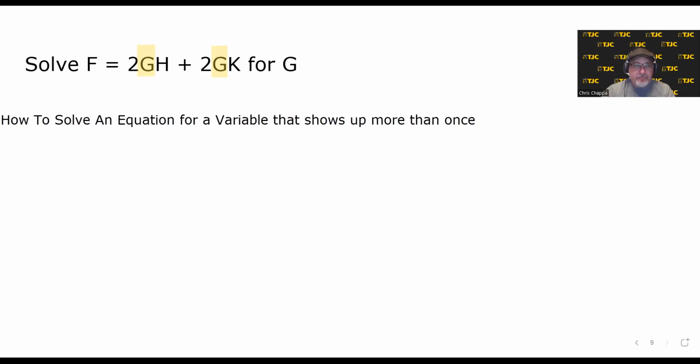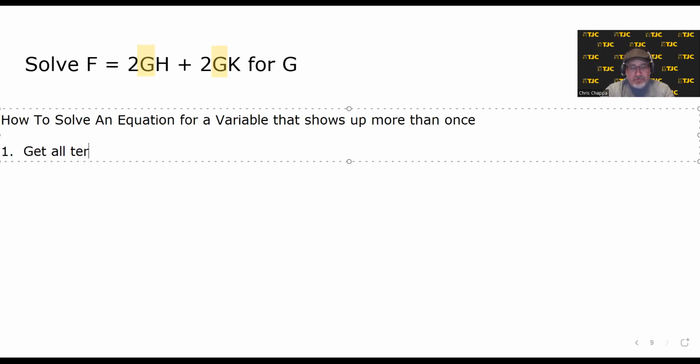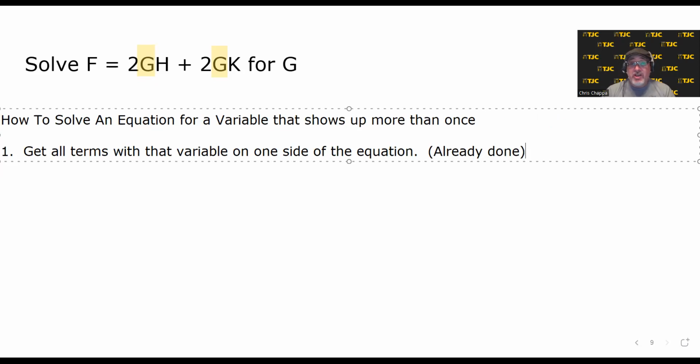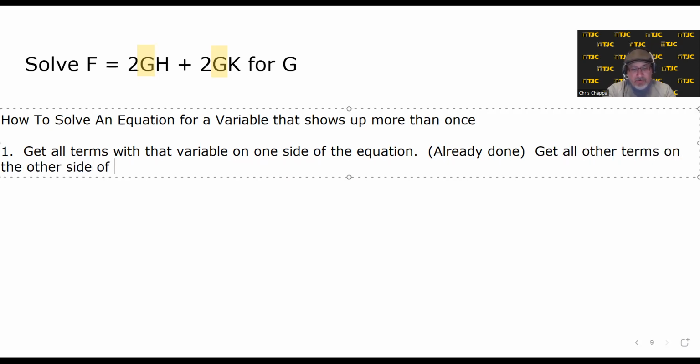All right. Number one, get all terms with that variable on one side of the equation. And this one, it's already done. In other words, everything with a G is already on the same side. Now, what this also implies is get all other terms on the other side of the equation. In fact, we're going to make this step 2. What you're doing here is what I call segregating a variable.